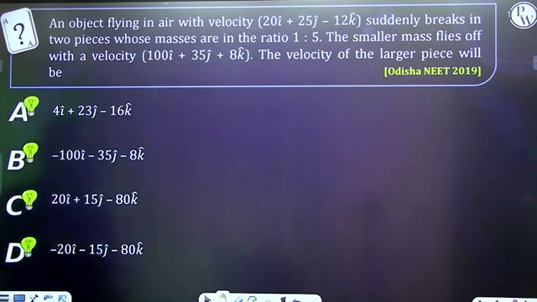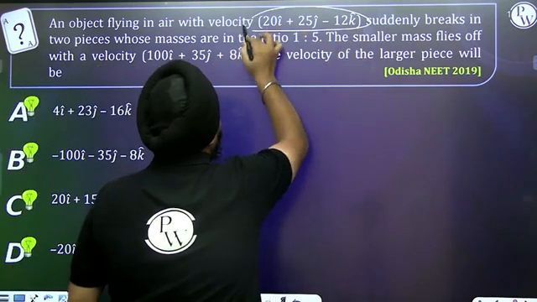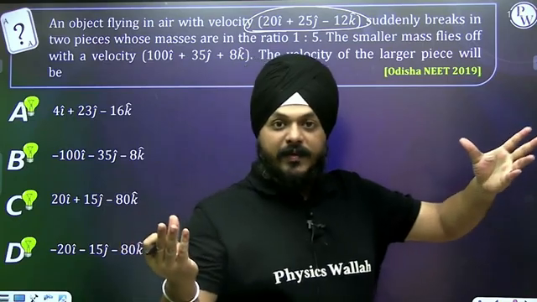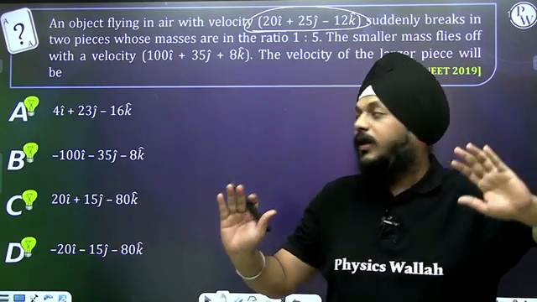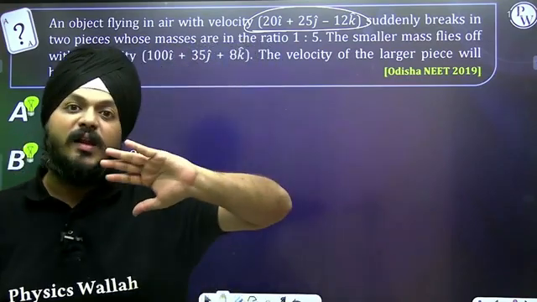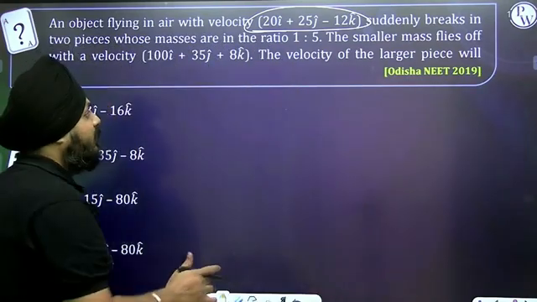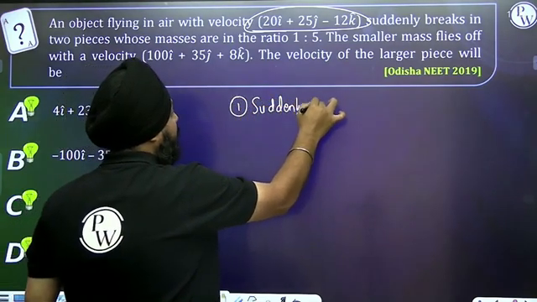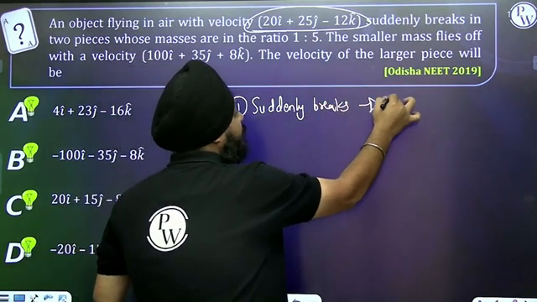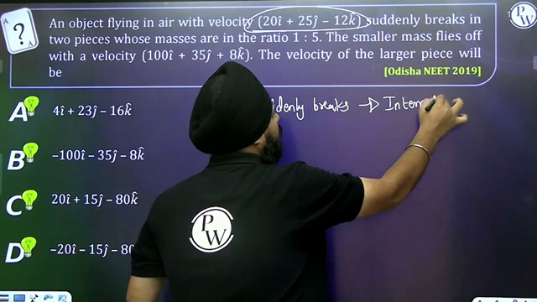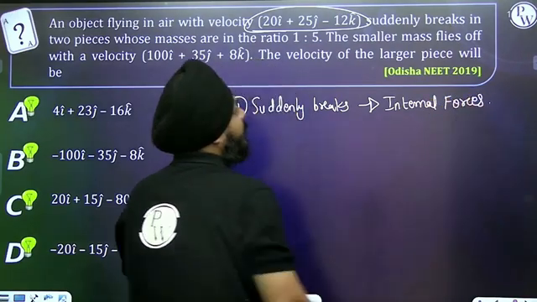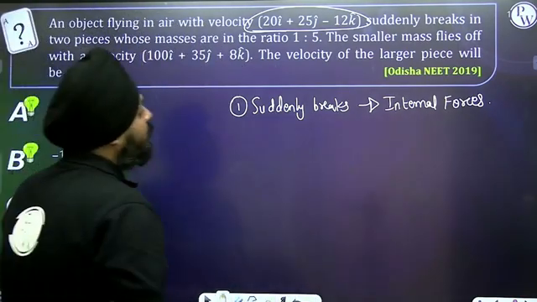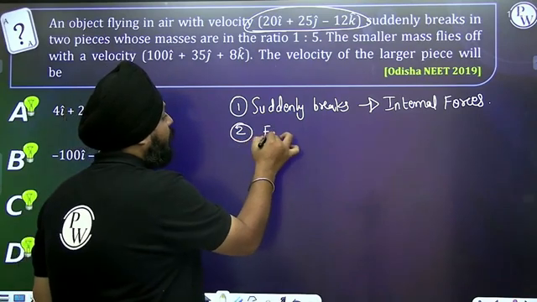An object flying in the air with this much velocity suddenly breaks into two pieces. Here in the question, no description about an external force is given. Suddenly breaks means it happens because of internal forces. Internal forces mean the external force is 0.